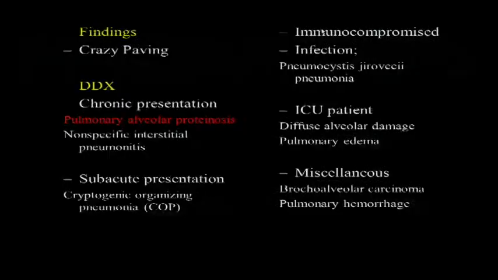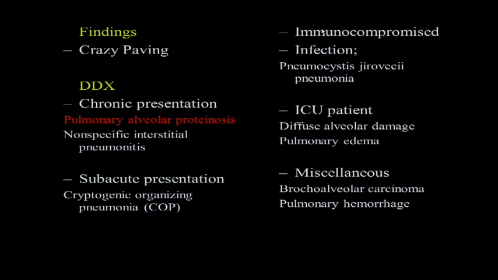Findings, crazy paving. If the presentation is chronic, then pulmonary alveolar proteinosis, non-specific interstitial pneumonia. Again, like Hunter said, the hallmark of UIP, the first pattern, is honeycombing. The hallmark of NSIP is ground glass. So this is NSIP pattern, like COP was NSIP pattern. If there is subacute presentation, Hunter, pay attention, COP.